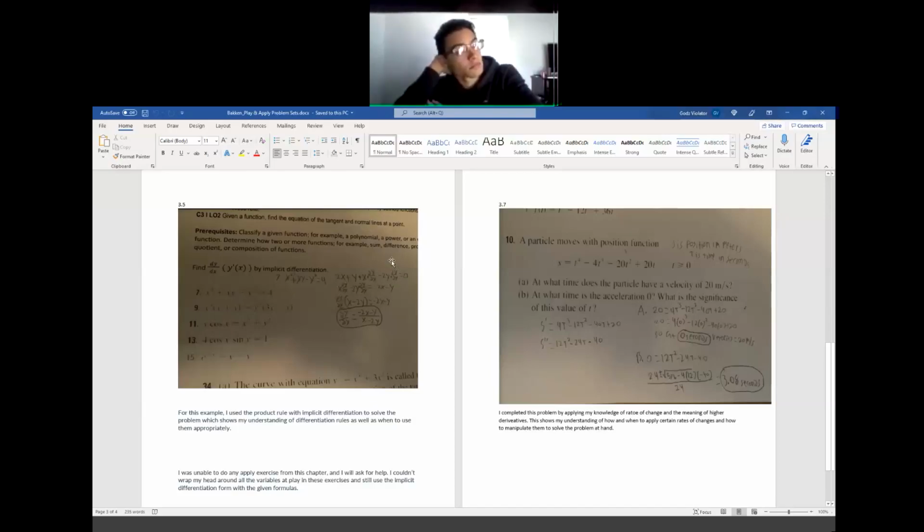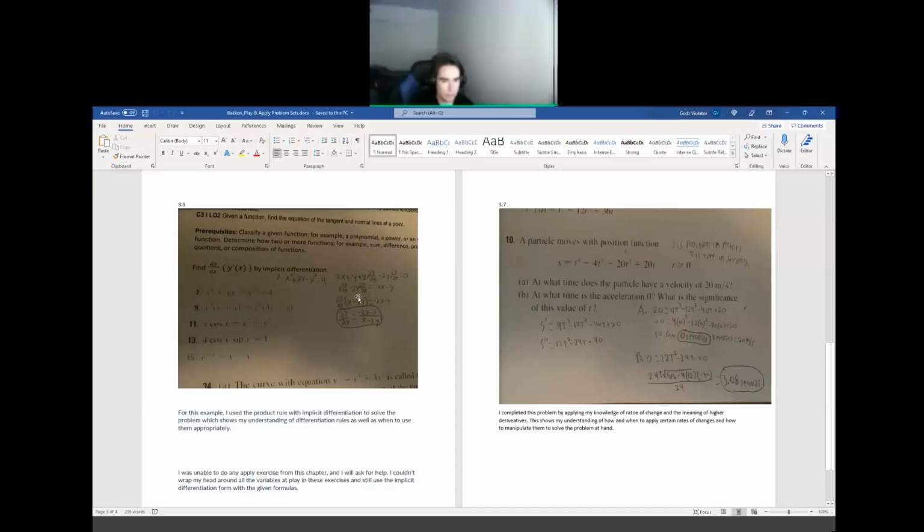Then I rearranged: I put everything that does not have a dy over dx on the other side of the equation to isolate dy over dx. I factored out a dy over dx on the left side of the equation. Then all I had to do was divide both sides by x minus 2y. So for this, I got negative 2x minus y over x minus 2y. That was good for me.